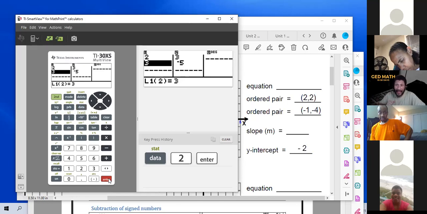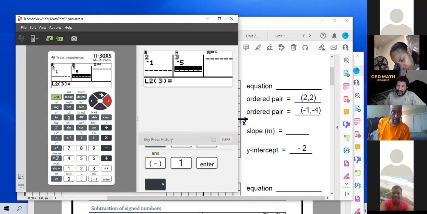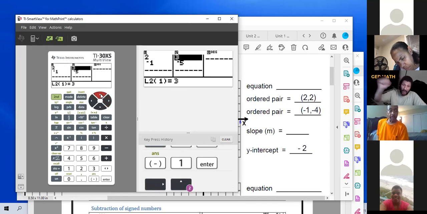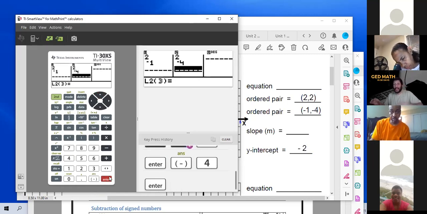If you notice, it wrote right over top of it. What's my second X? -1. -1, enter. Now, the only difference is when you hit that right arrow to go to your second column, you got to move back up into your first point. So what's my first Y? 2, enter. And what's my second Y? -4, enter. Now, you can verify visually. You can look at the 2 points, (2, 2) and (-1, -4). Okay, now I have my 2 points in.